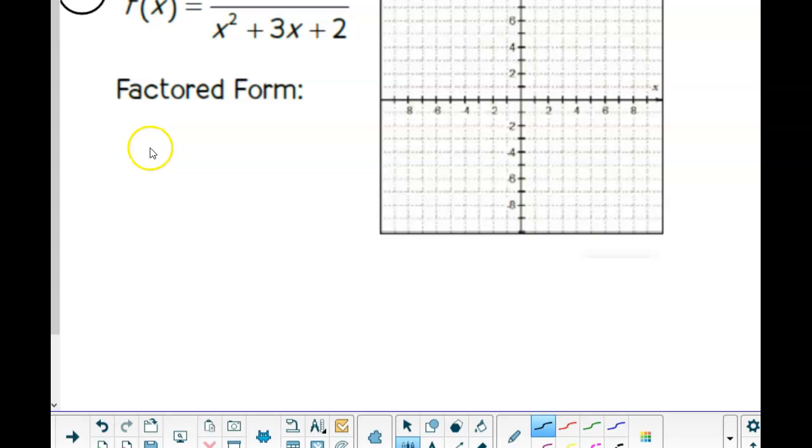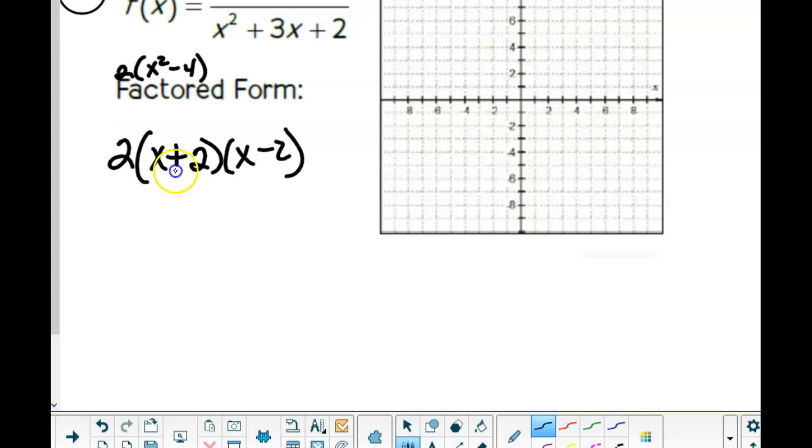I picked some hard ones. Factored form. Please be doing these because this is on the homework check. If I take out a 2, I'd have x squared minus 4, which would then factor. Okay? What about the denominator?